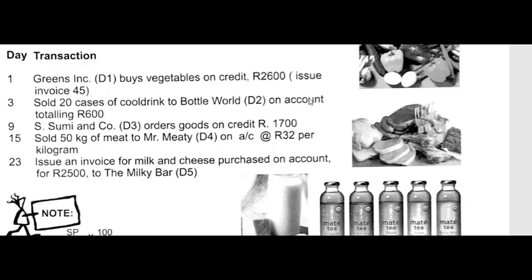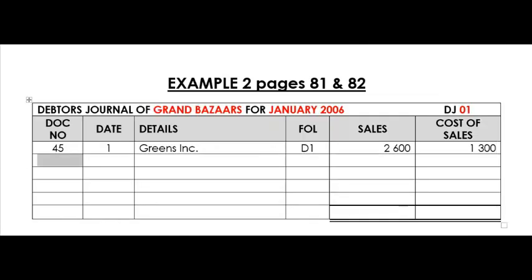Okay, totaling 600 Rand. So if we complete the debtors journal for this transaction, we will say it's invoice number 46. They didn't tell us what the invoice number is, but you know that it must follow on the previous invoice number. It took place on the 3rd. The customer in this case was Bottle World, who is debtor number 2. They paid us 600 Rand in total, and with a markup of 100%, the cost price will be 300 Rand if you do your cost price calculation.